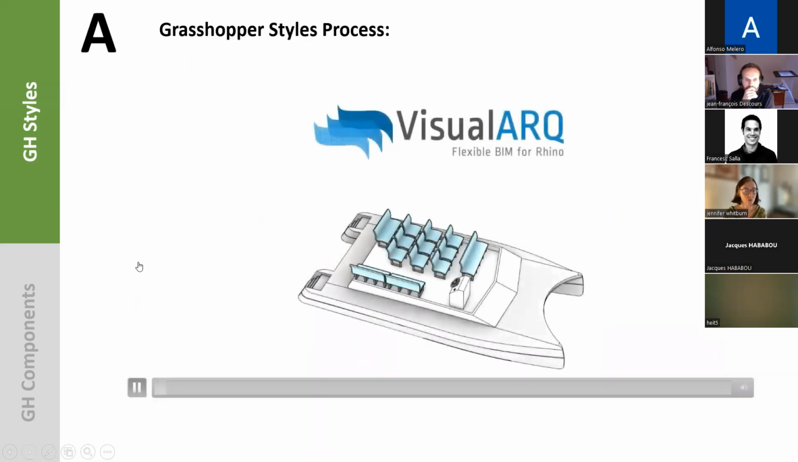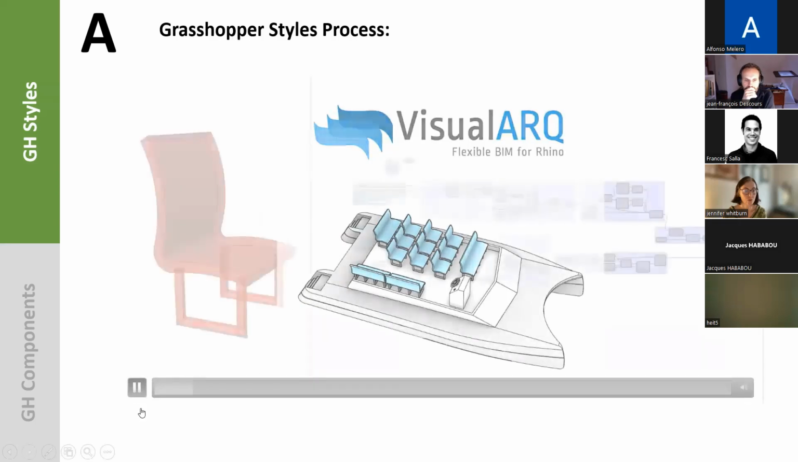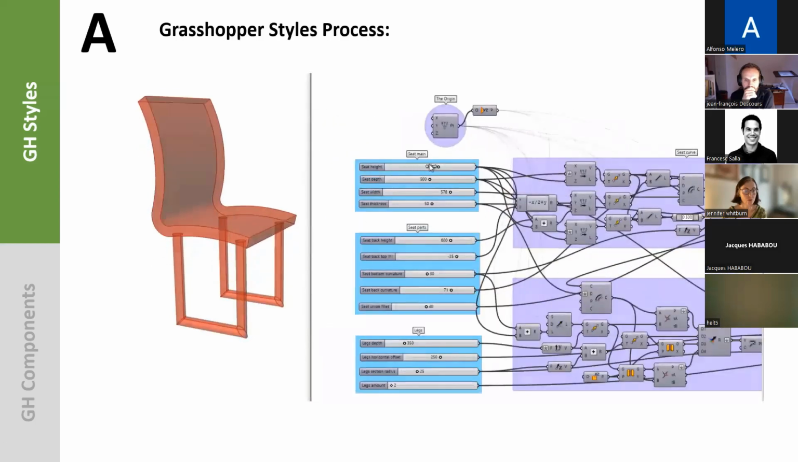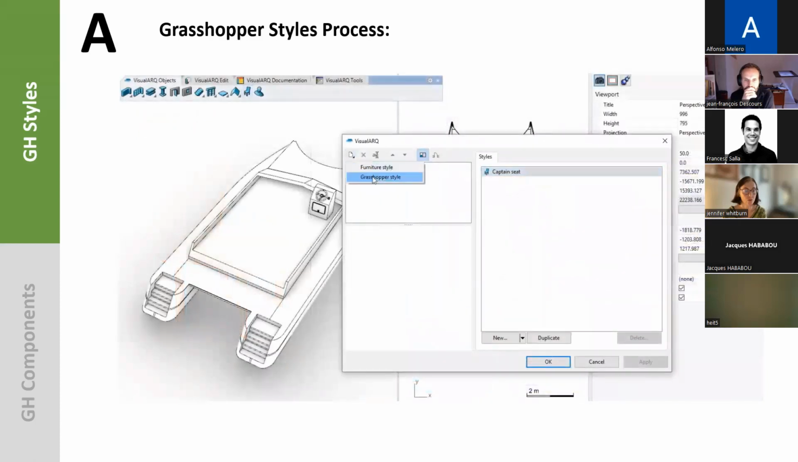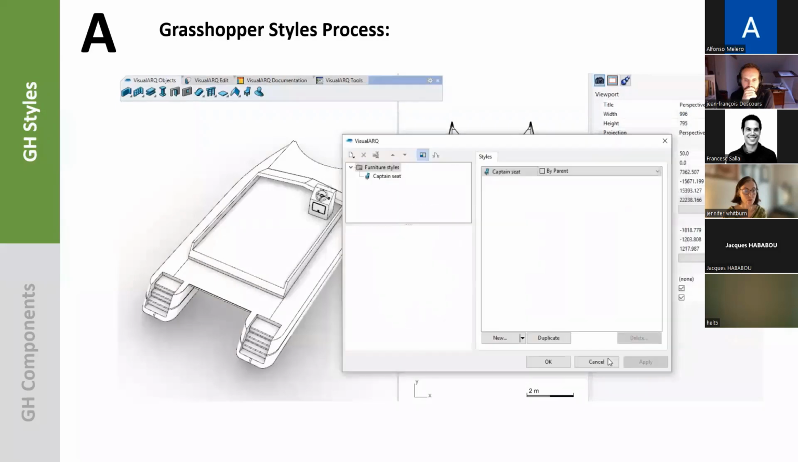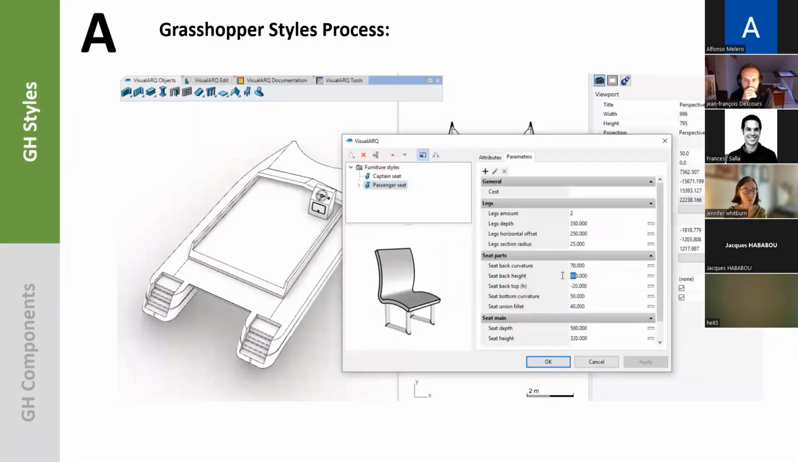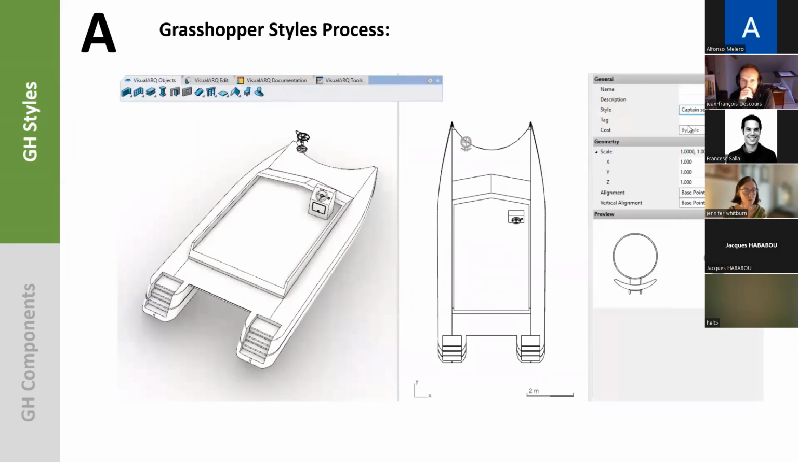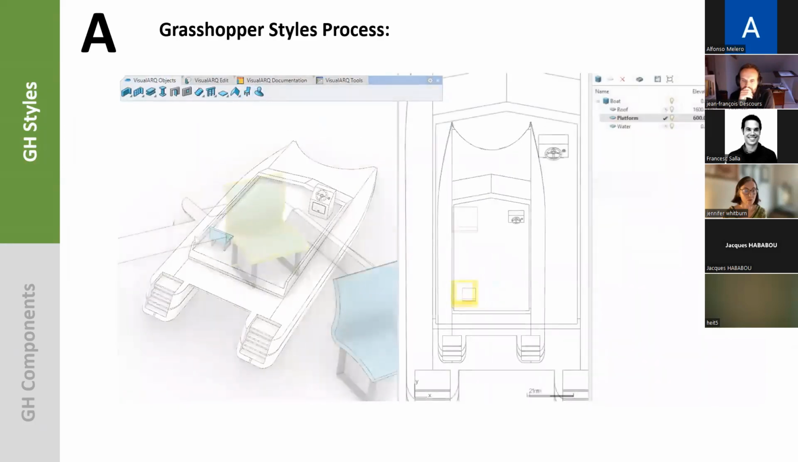This summarizes a little bit this process. We start with a Grasshopper definition that produces a piece of furniture like this one. It can be any object actually. So there are some parameters to change its dimensions, and then we create a new style, a new furniture style for this object, selecting that definition. We have all the sliders, all the parameters now in VisualARQ dialogs, and we can insert that object and change those parameters from the VisualARQ dialogs.